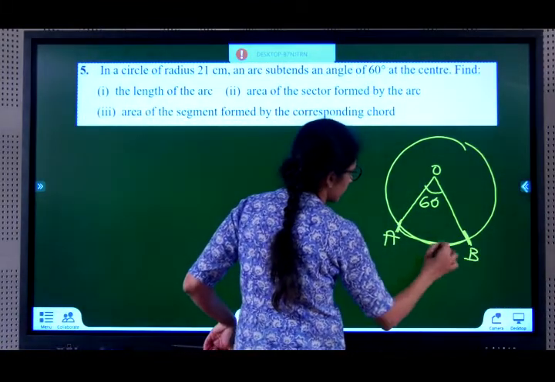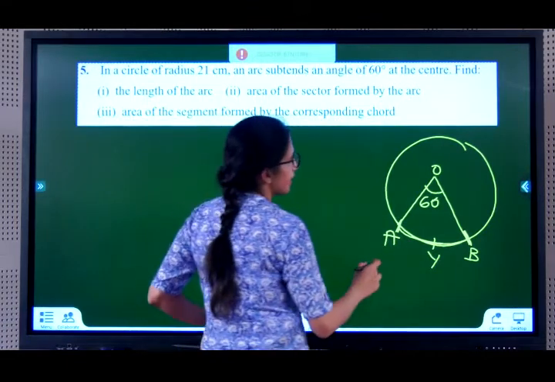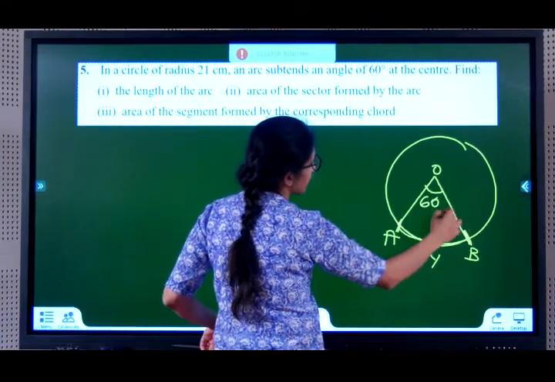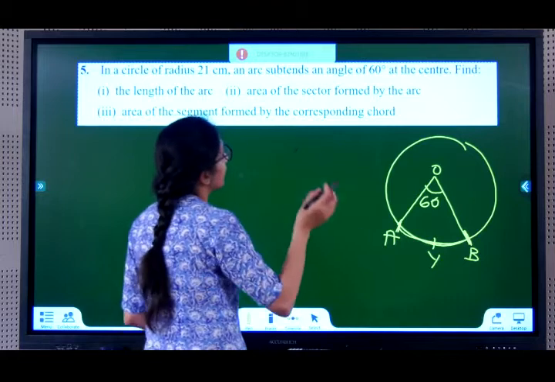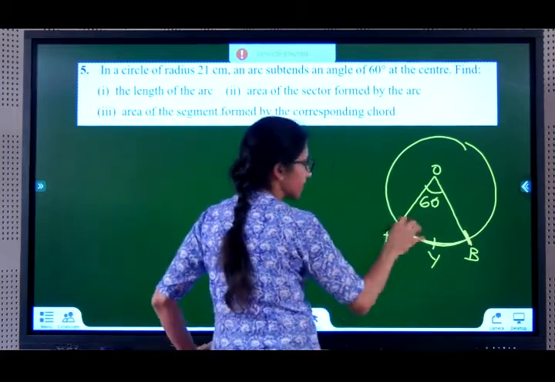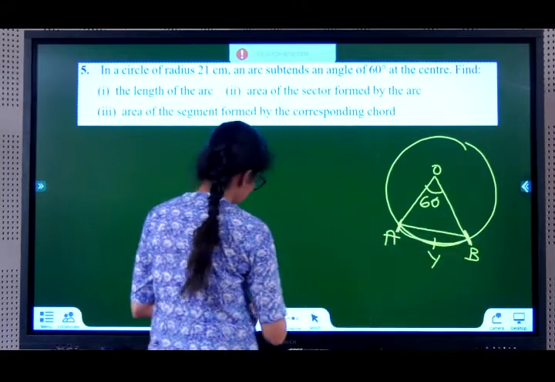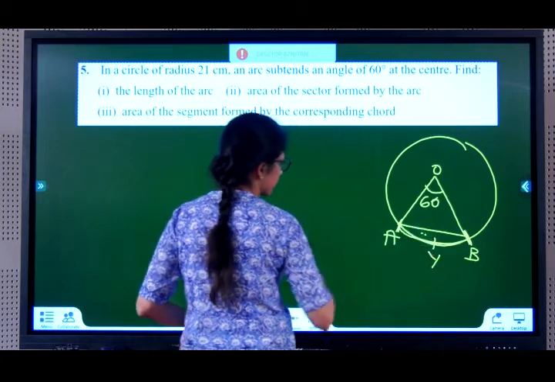Also find the area of the sector formed by the arc, and the area of the segment formed by the corresponding chord. Length of the arc is just this AB. Area of sector is this whole thing AOB. Then they are asking you to find the area of the segment formed by the corresponding chord. This arc's corresponding chord is nothing but this, so they are asking for this segment also.